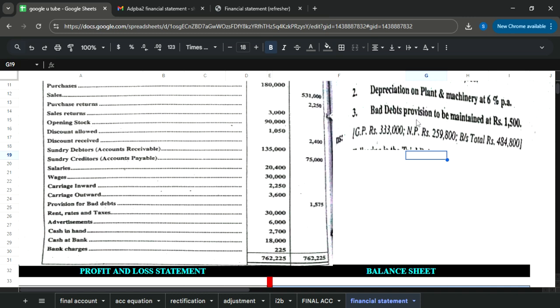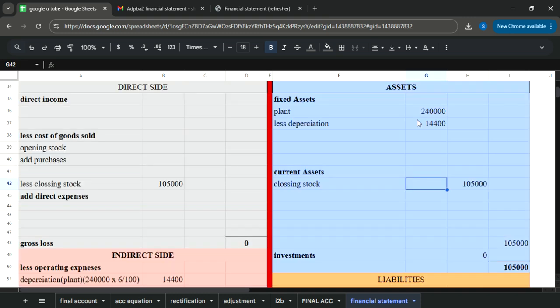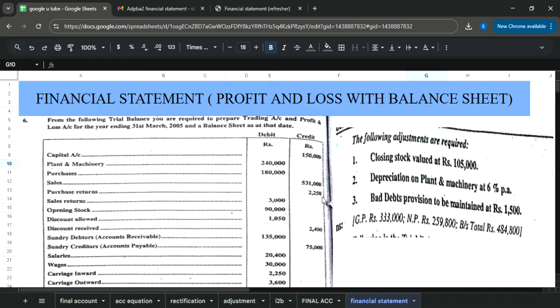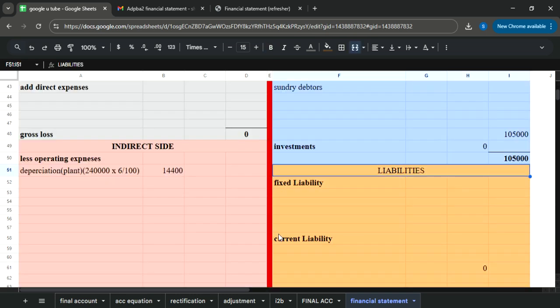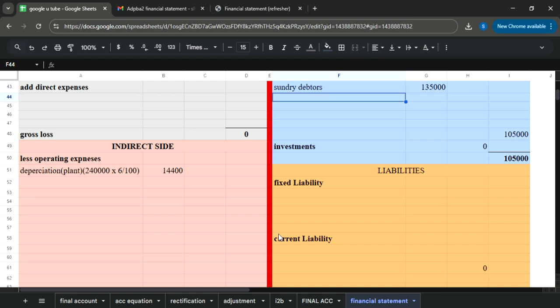Now the third adjustment is related to bad debts. For that purpose, you will go to current assets. The first step is to write sundry debtors or accounts receivable over here. You will go back to your trial balance. Now we are looking for sundry debtors. Here it is, 135,000. So as a first step, you will write 135,000 as debtors.